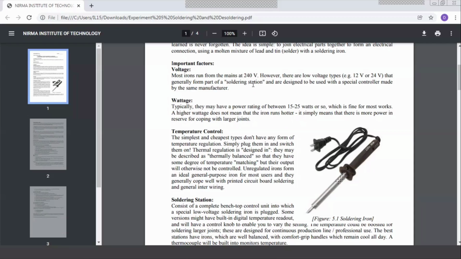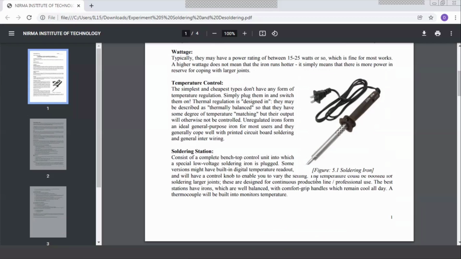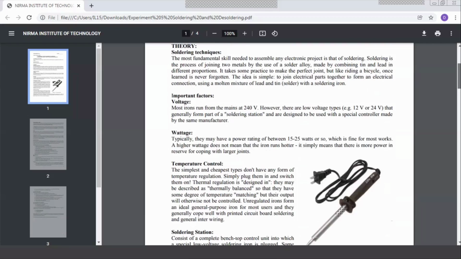However, low voltage soldering irons, 12 volt and 24 volt, are also available, but they are generally part of a soldering station. If you want to use these low voltage type soldering irons, they come with the soldering station. So now I will show you what a soldering station is.